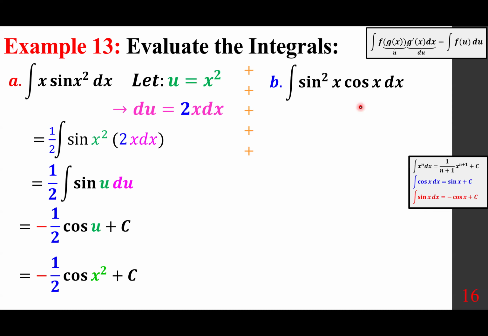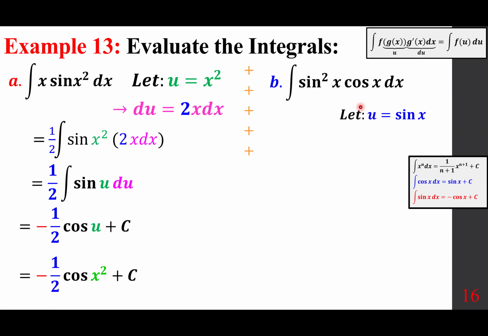So when sine and cosine are involved, the one that has the exponent is a choice of u without the exponent. If both of them have exponents, then you have to use trigonometric identities to bring one of them down to exponent 1. Sine squared plus cosine squared equals 1 will normally do the job.